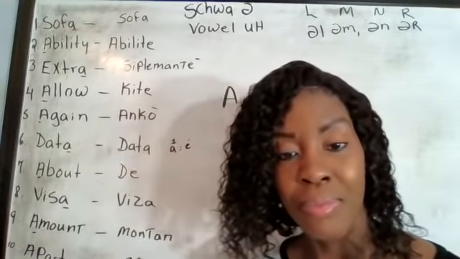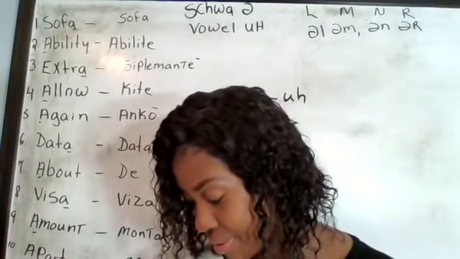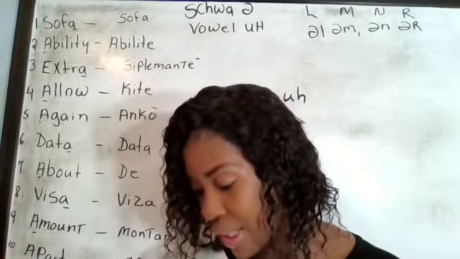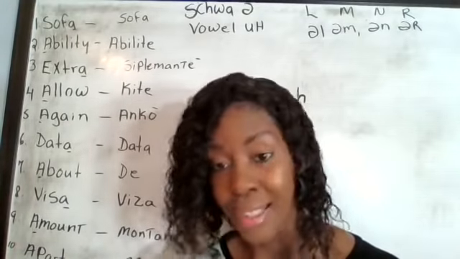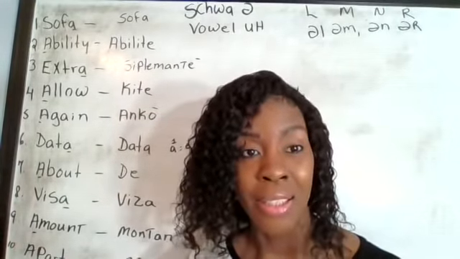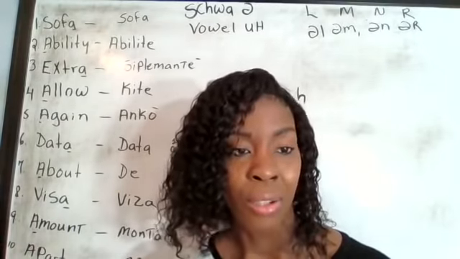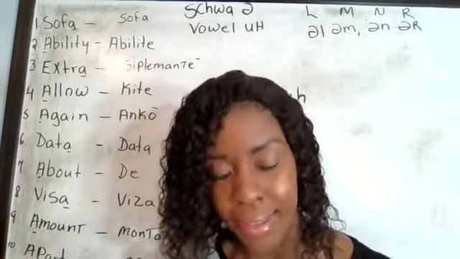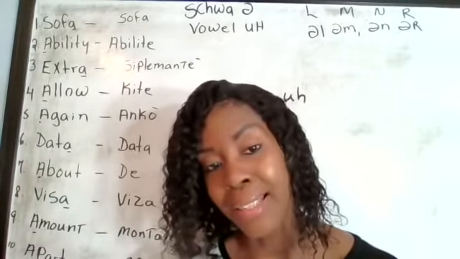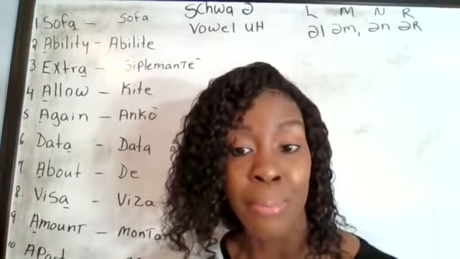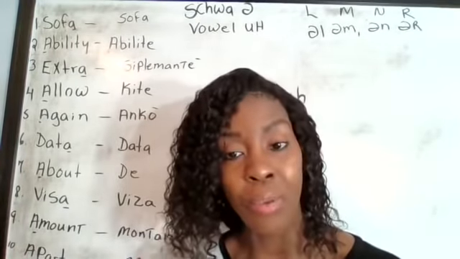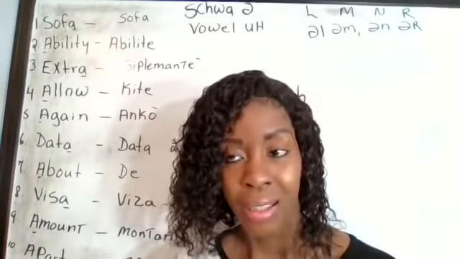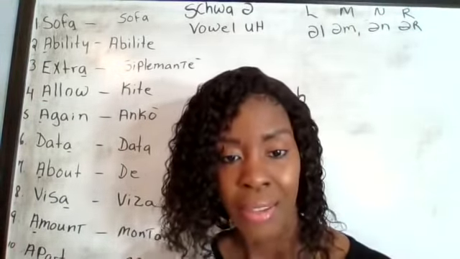Next word. Visa. My brother got a visa. Okay? Got, it's in the past. When you say get, this is the present tense. The past tense would be got. I got my visa. Okay.